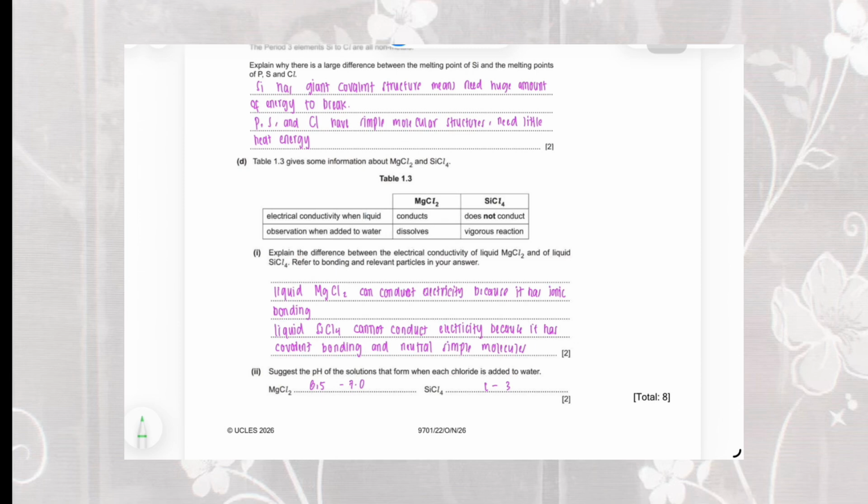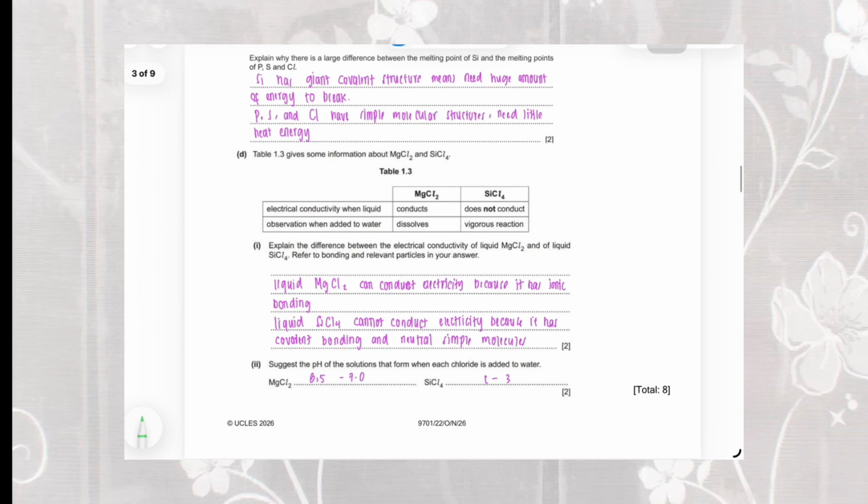C1. Explain the difference between the electrical conductivity of liquid MgCl2 and of liquid SiCl4. Refer to bonding and relevant particles in your answers. Liquid MgCl2 can conduct electricity because it has ionic bonding, while liquid SiCl4 cannot conduct electricity because it has covalent bonding and neutral simple molecules.